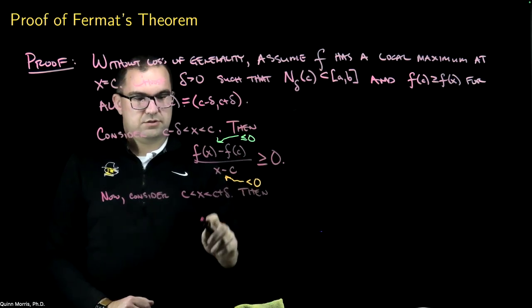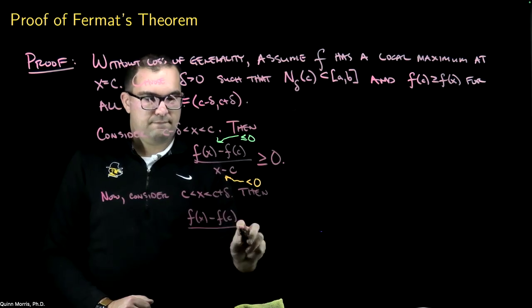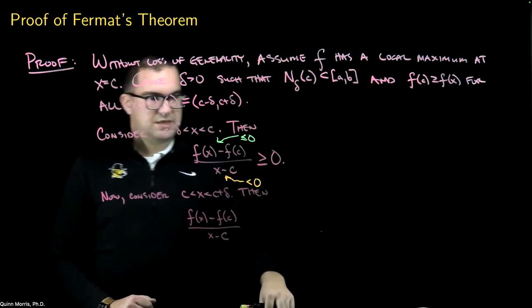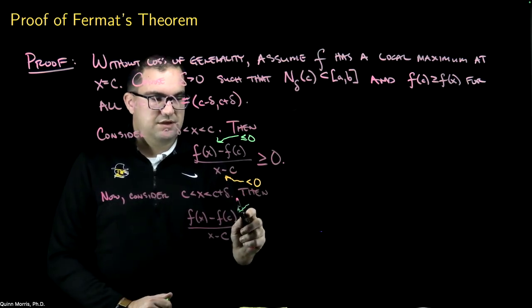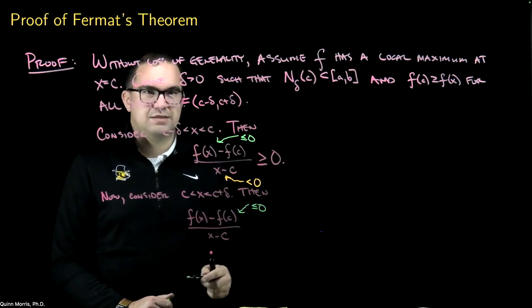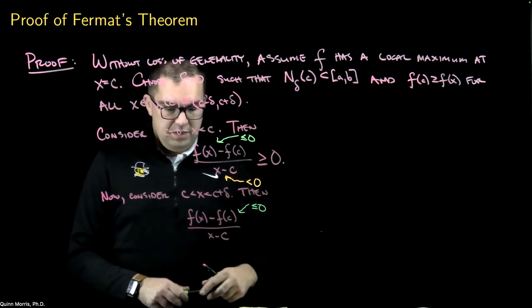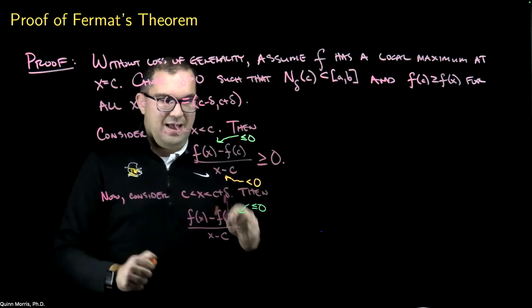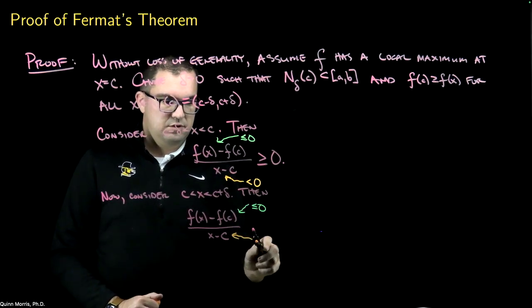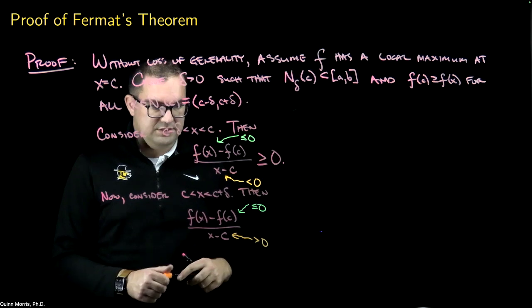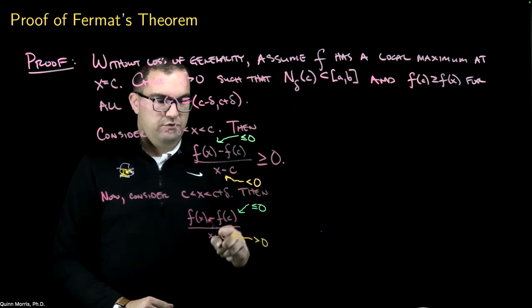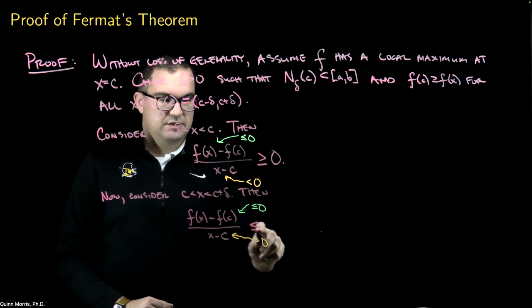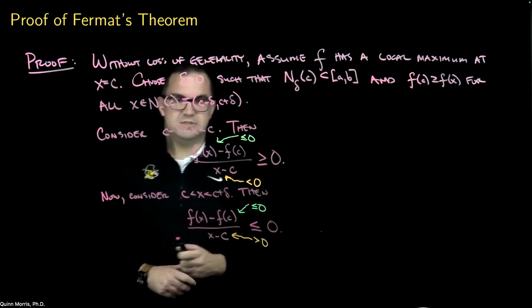Well, then in that case, when we look at this quantity again, for the same reason as before, f of c is a local maximum. This difference will again be non-positive. However, now if I look in the denominator, x is bigger than c. So this will be strictly greater than 0. So now I have non-positive over strictly positive. Now this is going to be less than or equal to 0.